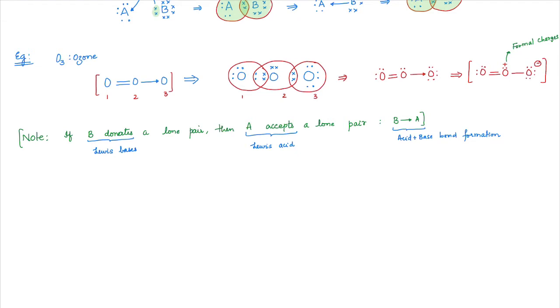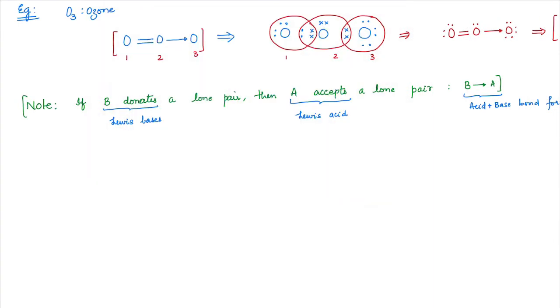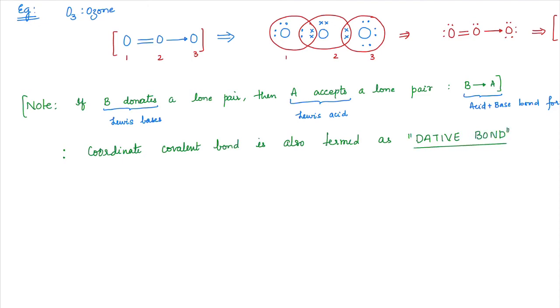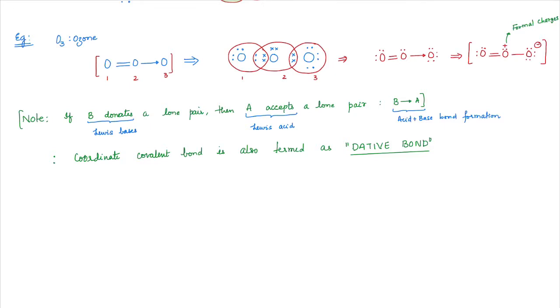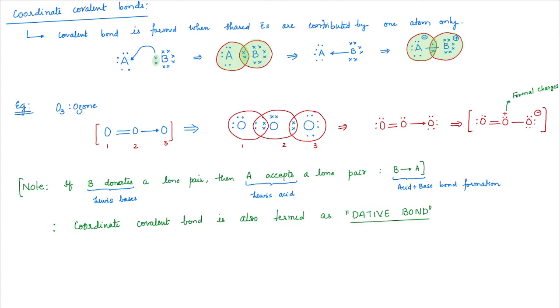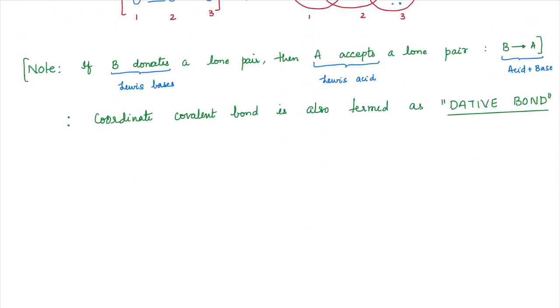The second thing we need to note is that a coordinate covalent bond is also termed a dative bond. So we do call it a dative bond. Guys, you understood that? Very important information. Learn coordinate covalent bonds properly. Even every small bit and piece is important in this.